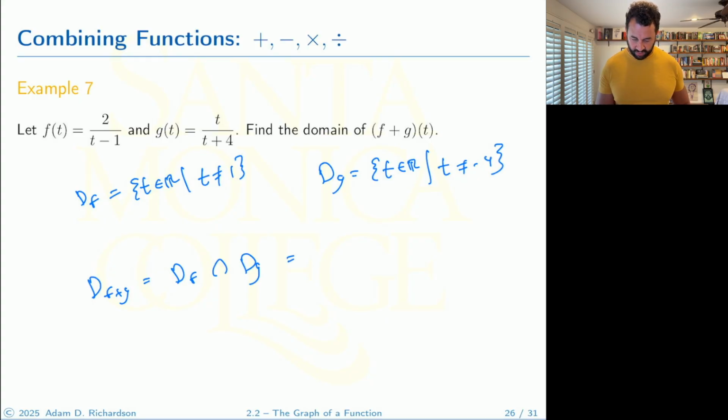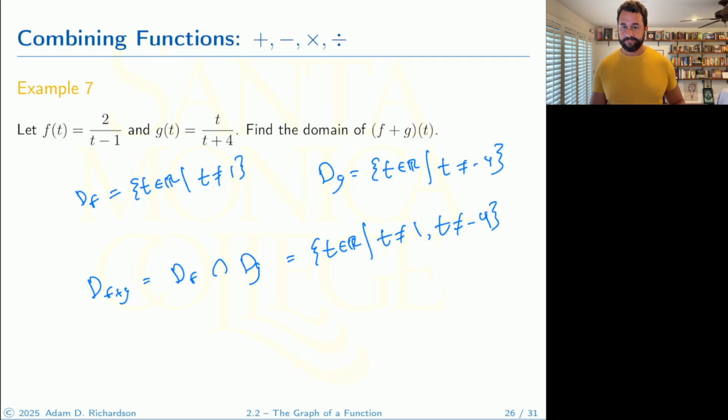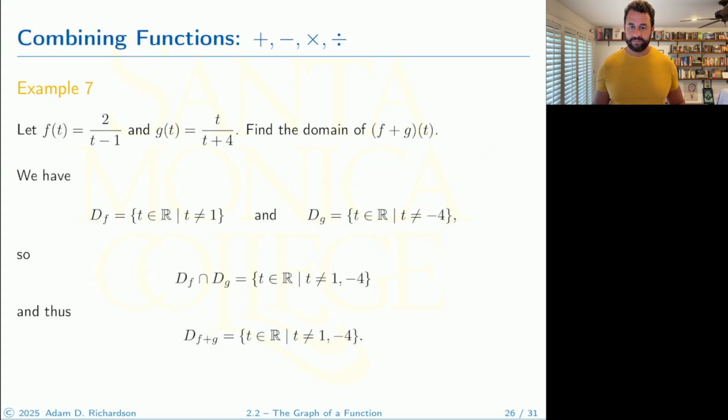And that's just going to be the set of all t's such that t is not equal to 1 and t is not equal to -4. There we go. Yep, that's it. Let's check. Boom, that's it.